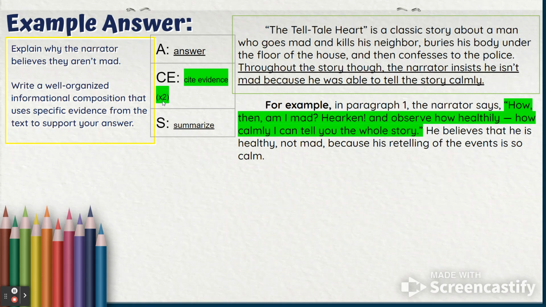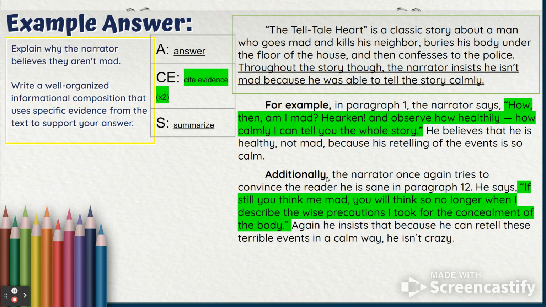We want it to be a good essay sandwich, right? So let's do this one more time. One more quote that will help us. Additionally, the narrator once again tries to convince the reader that he is sane in paragraph 12. He says, "If you still think me mad, you will think so no longer when I describe the wise precautions I took for the concealment of the body." Quote. Again, he insists that because he can retell these terrible events in a calm way, he isn't crazy. So again, here I've just given another piece of text evidence and kind of explained how it proves my answer.